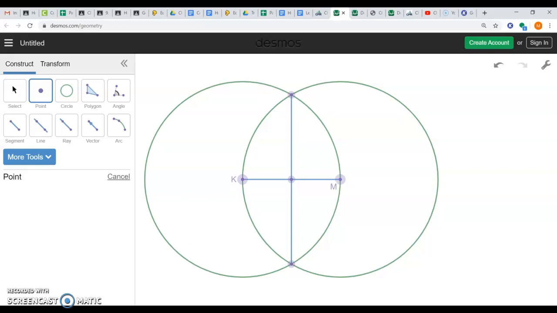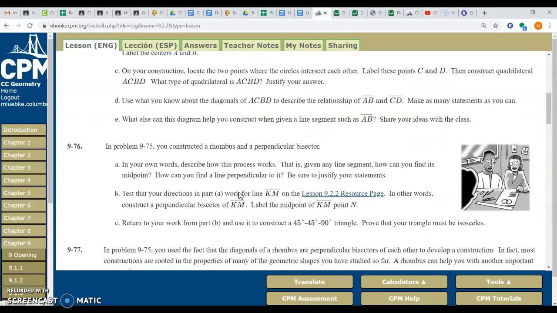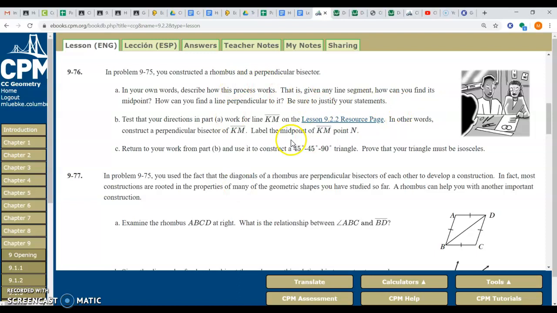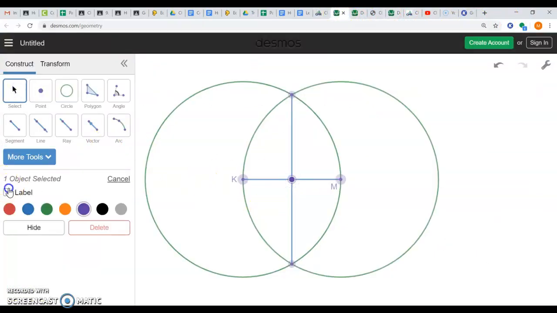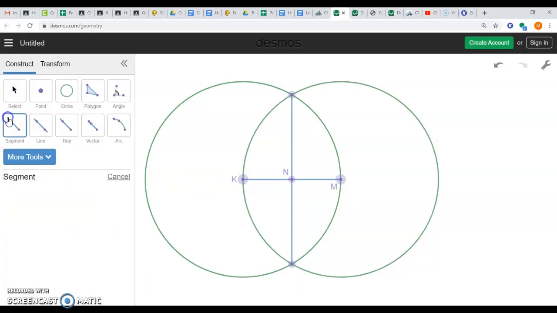So if I bring up the problem, which is right here, it says test it. In other words, can you make this perpendicular bisector of KM and label that midpoint N? I believe I have. And we can even check that too. So I'm going to call that right here point N. I'll label that N. And then if I want to see if it's a midpoint, it should cut this in half. And so K to N, or KN, and NM should be the same length. What I did there was I made a segment from K to N and from N to M so that those are separated segments.